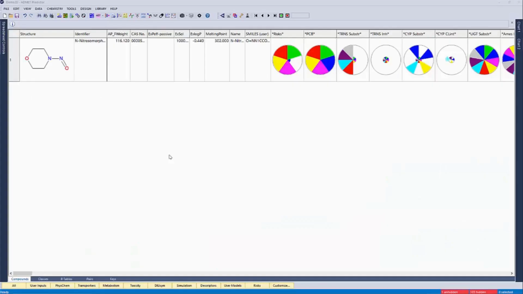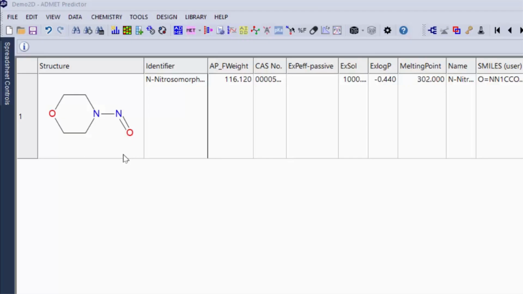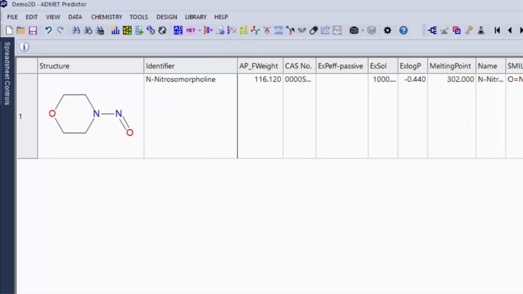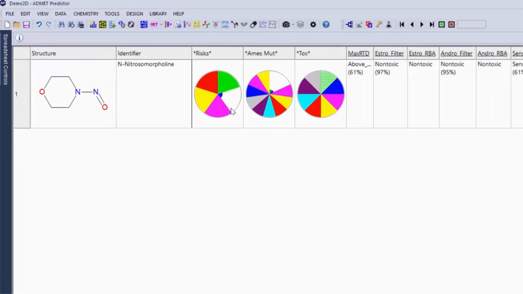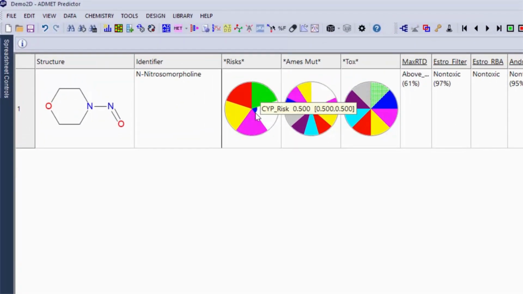Now let's look at the toxicity module predictions for N-nitrosomorpholine. We would switch to the toxicity worksheet here. The risks are going to include ADMET risk, CYP risk, absorption risk, and then mute risk, which for this compound is 2.4, and I'll show how that's derived. And then the overall risk is 4.0, and again, I'll show the contributions to that.